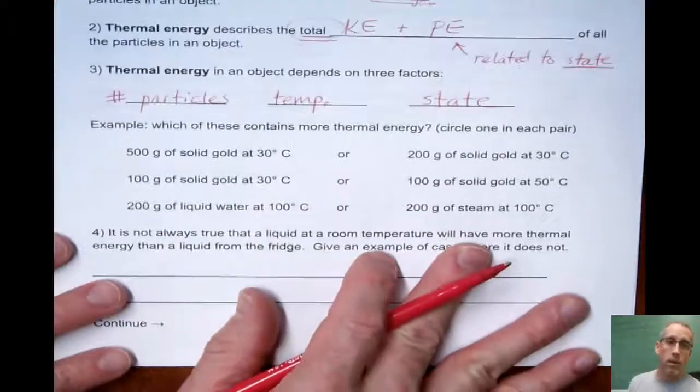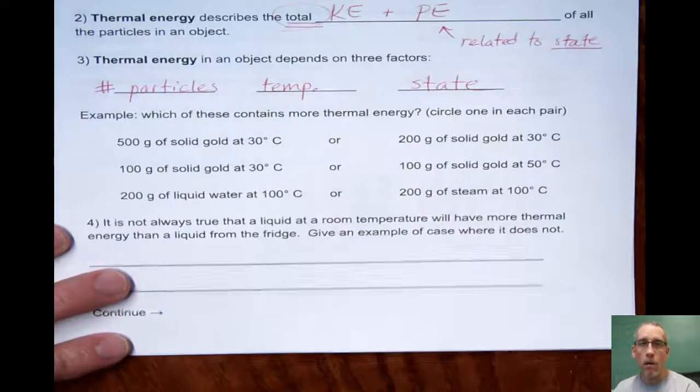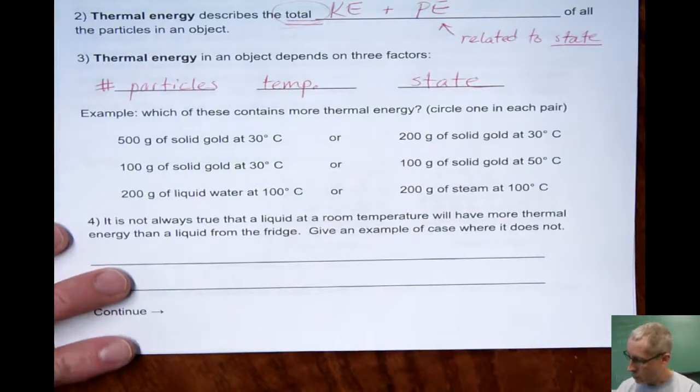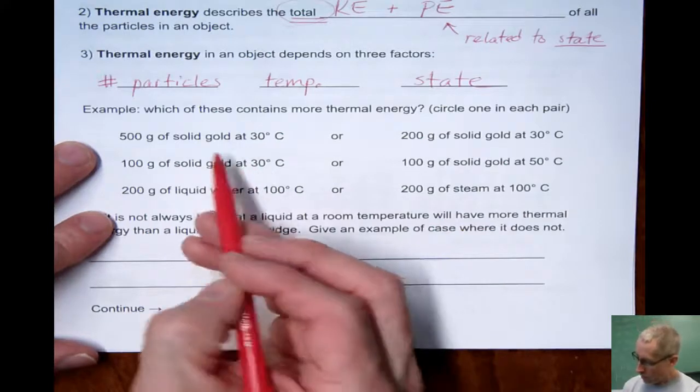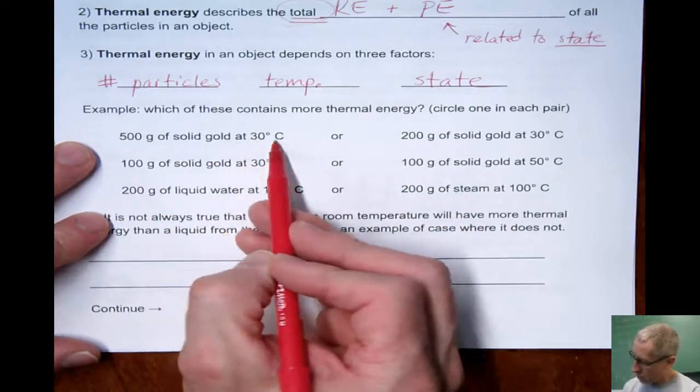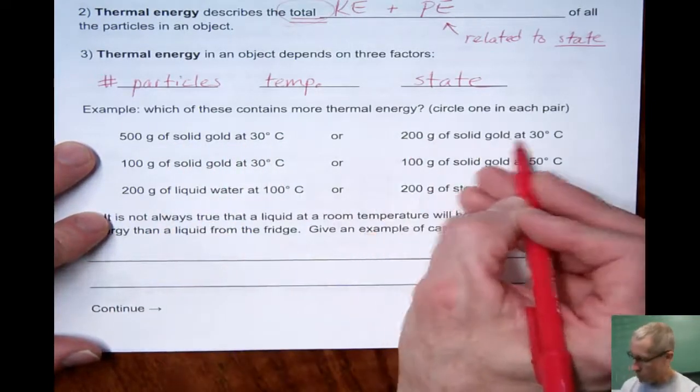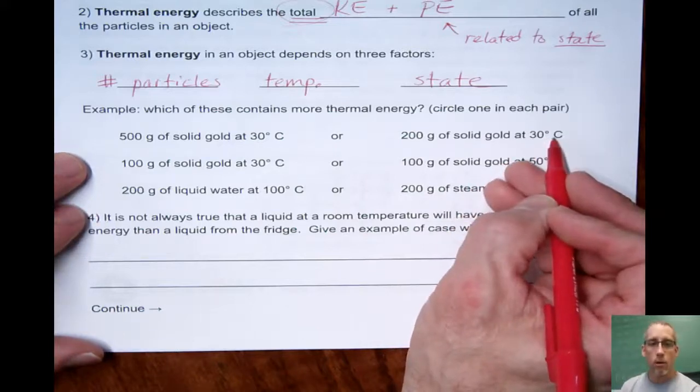So let's look at some examples here of maybe comparing how much energy these different samples have. So if we have 500 grams of solid gold, boy, wouldn't that be nice? We'd be rich. 500 grams of solid gold at 30 degrees Celsius versus 200 grams of solid gold at 30 degrees Celsius.